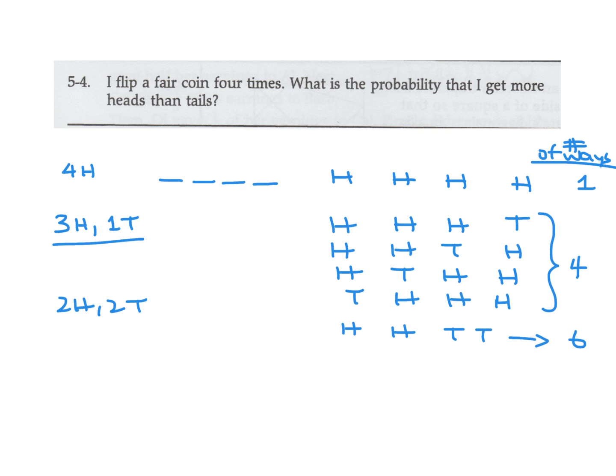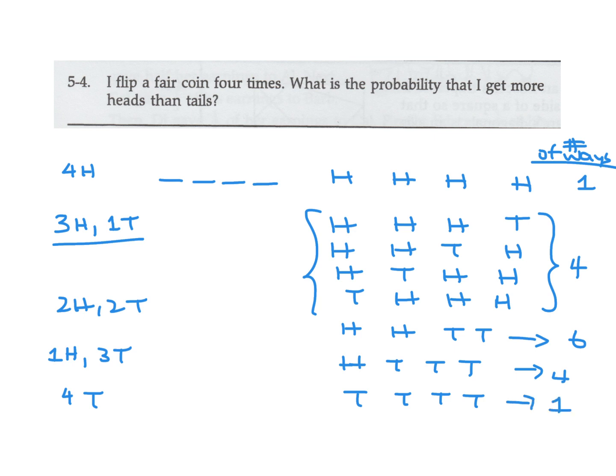And then the other one is 1H and 3 T's, and that's 4. Very similar to this one here, where you have 1H and 3 T's. And then finally you have the 4T scenario, and that's just, of course, all T's, and there's only one way. So the total number of ways, it looks like 1 plus 4 plus 6 plus 4 plus 1, which is 16. So there's 16 ways of having an outcome.